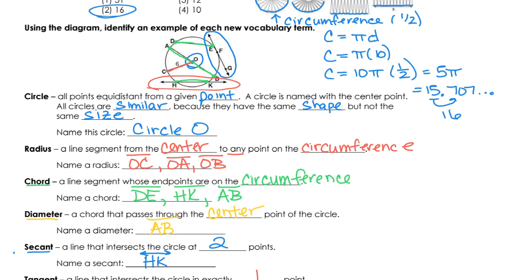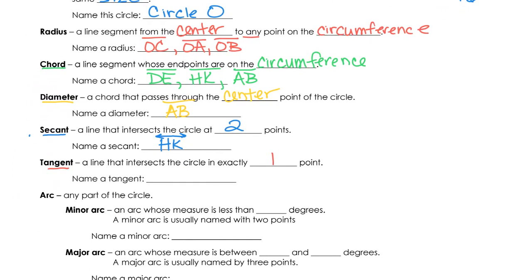So this right here, this line here, intersects the circle only at point F. And so we would say FG is our tangent. But we also have to remember that it's a line, so we put the line symbol above it.